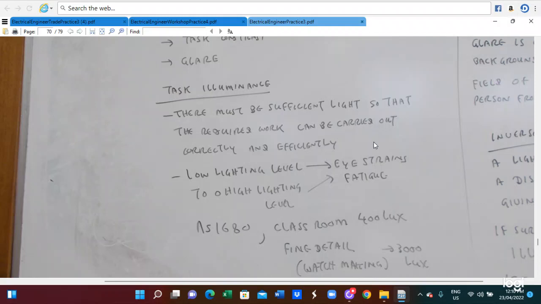So today we are talking about the emergency system, battery system, and standby power supply system. Next week we continue with illumination control. That's for electrical engineer practice.